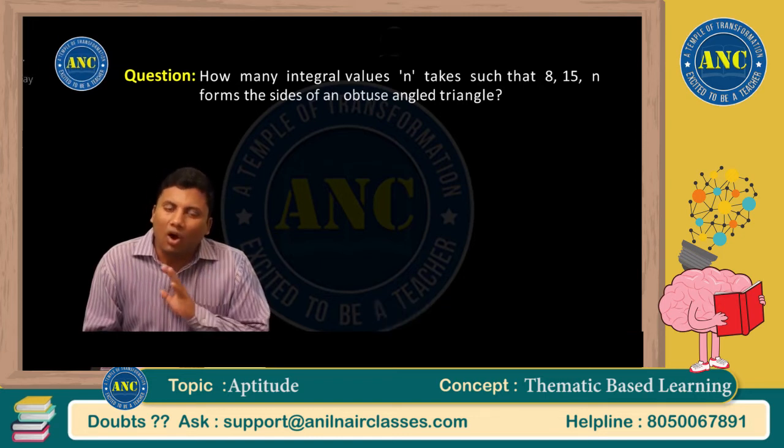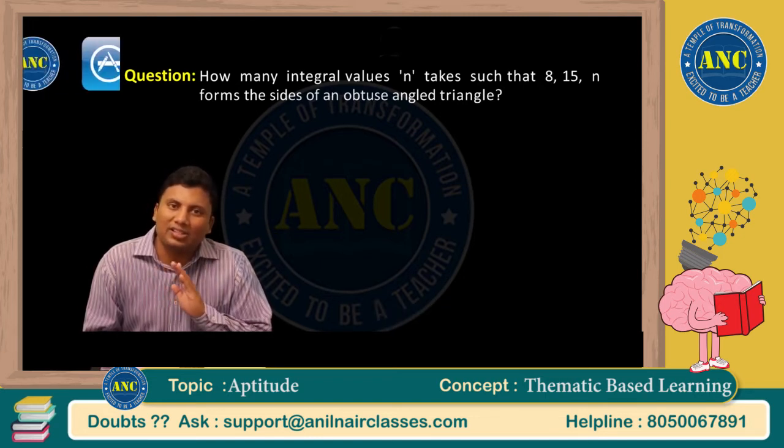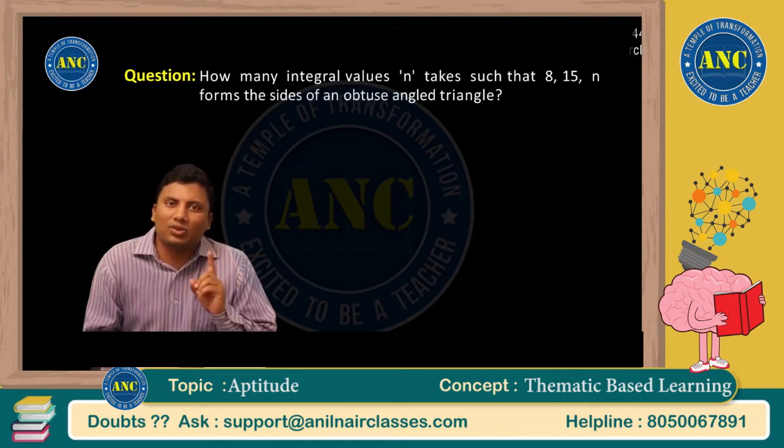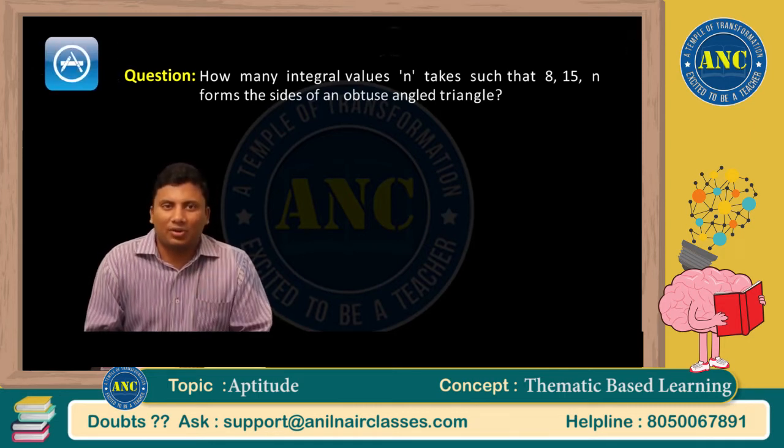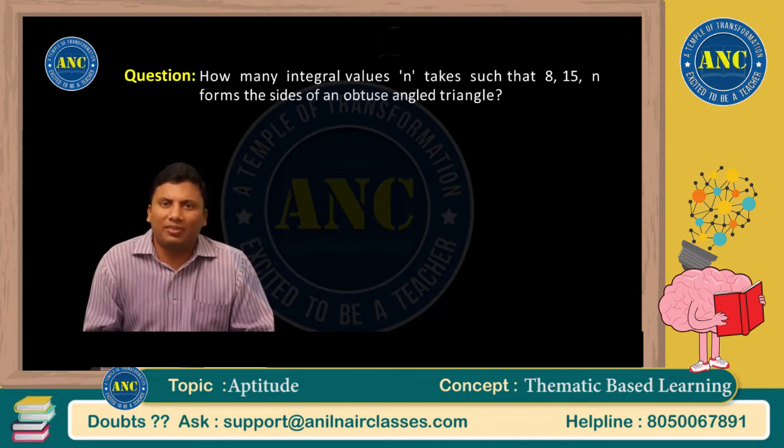In a triangle, the maximum number of acute angles will be 3. In a triangle, the maximum number of obtuse angles will be 1. Now, again the 3 steps like the previous video.